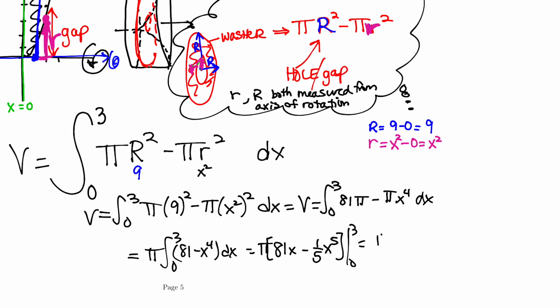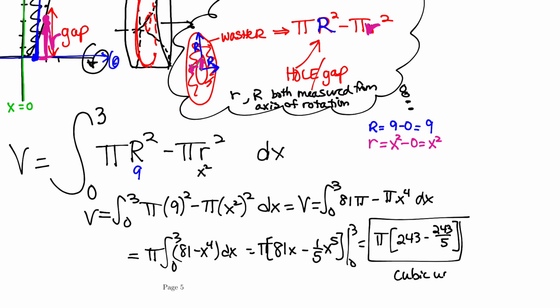And that gives me what? Pi times 243 minus 243 over 5 minus 0. Is that what you guys got for cubic units? I think so. Something like that.